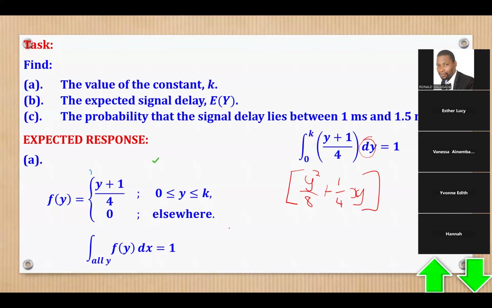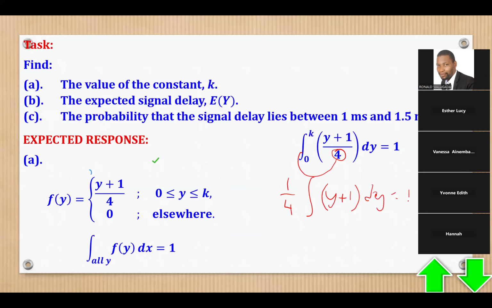How did she do it? She said, let me first split the numerator and get y over 4 plus a quarter. Now let me integrate each. The y over 4 gives you y squared over 8, then a quarter gives you a quarter y. It is still okay. Another one can say, because this is a constant, let me first pull it out, and write a quarter integral of (y + 1). It is also correct. When I integrate, I'll come up with y squared over 2 plus y, equal to 1. It is also okay.